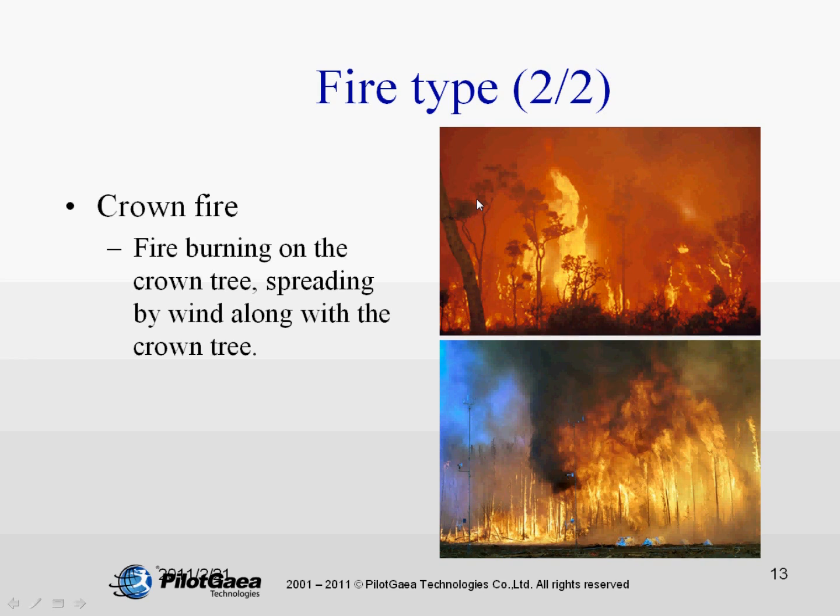Once the crown fire is generated, the fire will spread fast with the wind along the tree crowns. This kind of forest fire is hard to extinguish. Therefore, this kind of fire gets more concern than other kinds of forest fire. The prediction and extinguishment of fire are worth investigating.